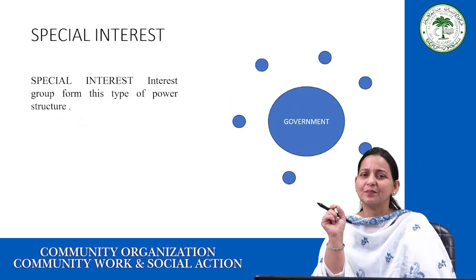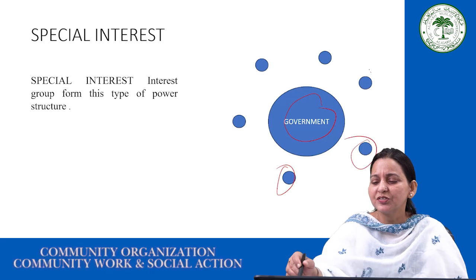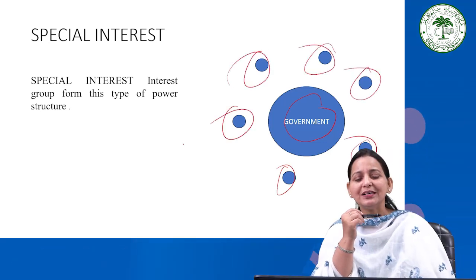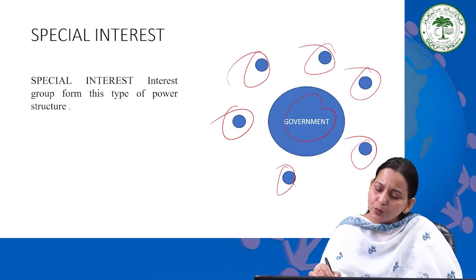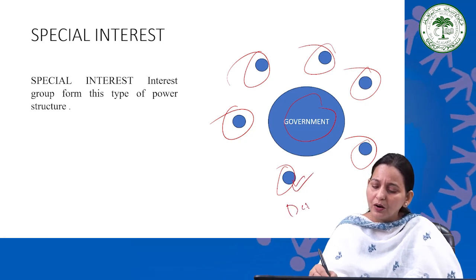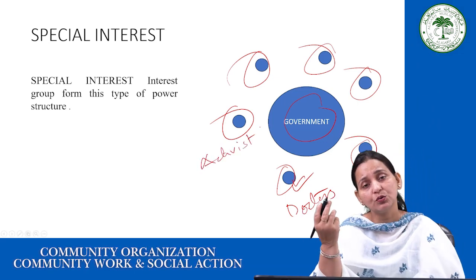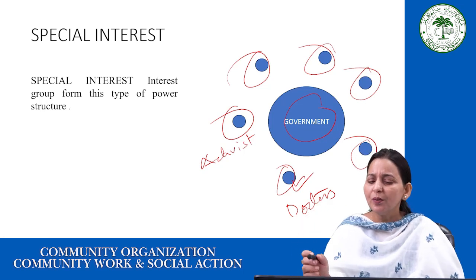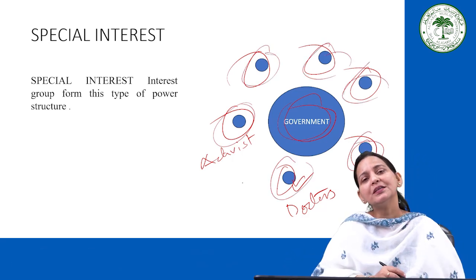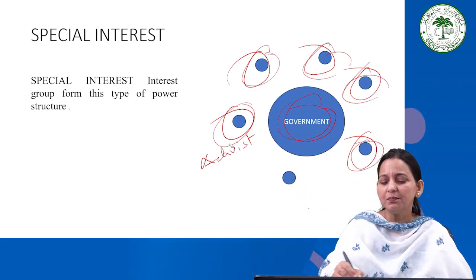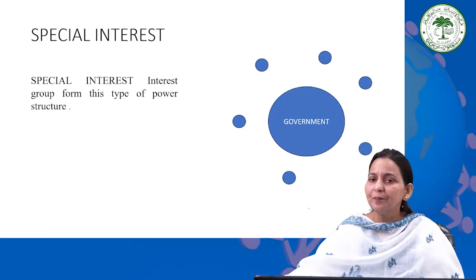Next is special interest. Here there is a governing authority in the major role, but there are some power structures around it formed out of particular interests. In this type of power structure, people come together out of some special interest. Maybe a group of doctors, or a group of activists on some issues, it could be the environment or the empowerment of women. The government is at the center, but there are many smaller power structures around it. On the basis of their interest, they hold some kind of power, or if not, at least they are trying. So this is all about special interest.